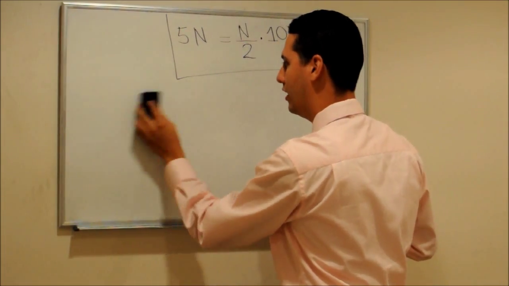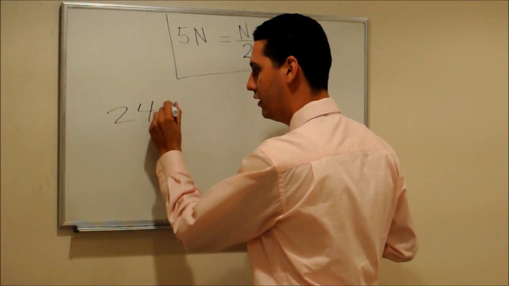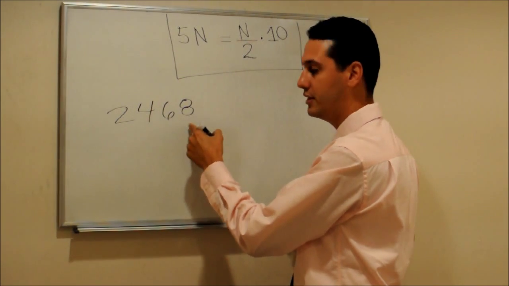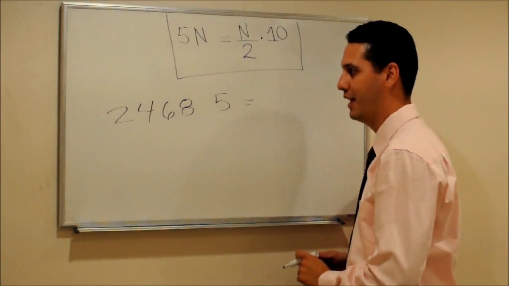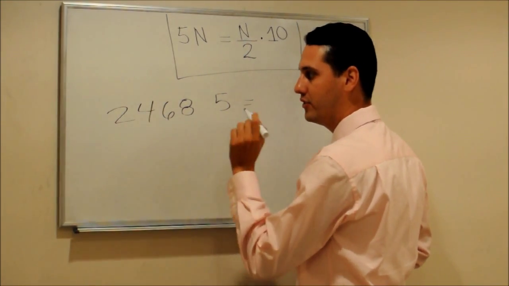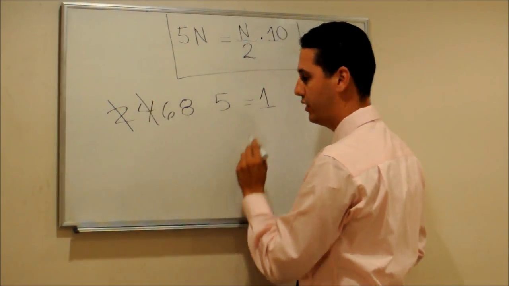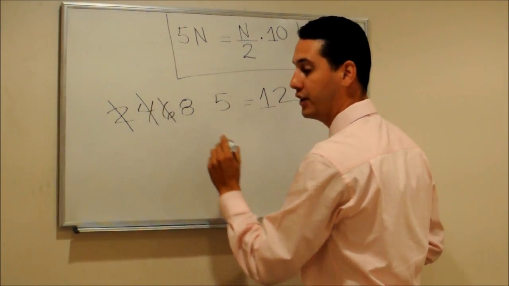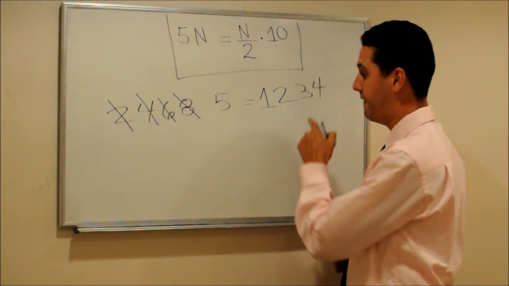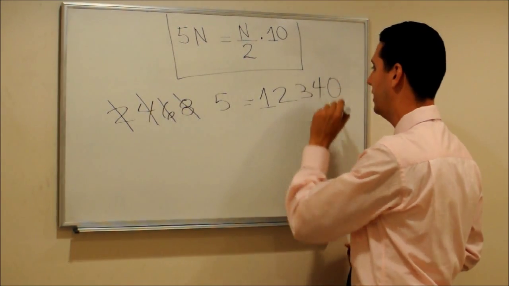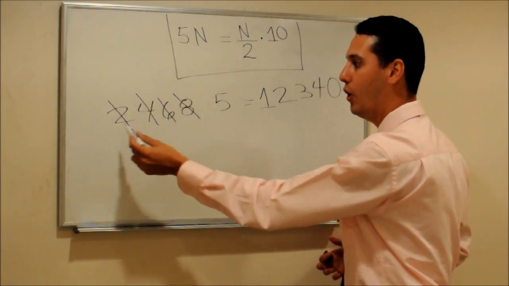Now, let's try a harder example. Let's say we want to multiply 2,468 times 5. Let me show you the following algorithm. We start from left to right. What is the half of 2? 1. What is the half of 4? 2. What is the half of 6? 3. What is the half of 8? 4. And finally, we need to multiply this number by 10, meaning that we have to put a 0 at the end. Okay, that was kind of easy because all the numbers were even.